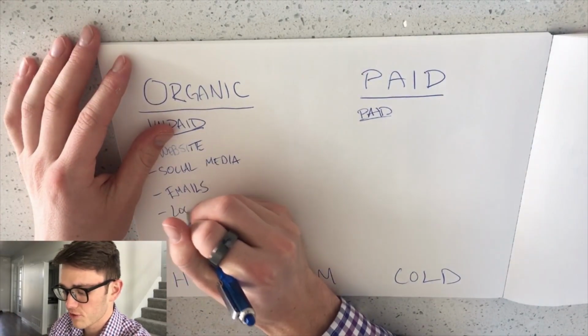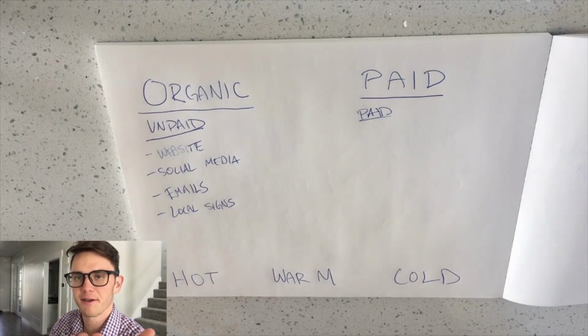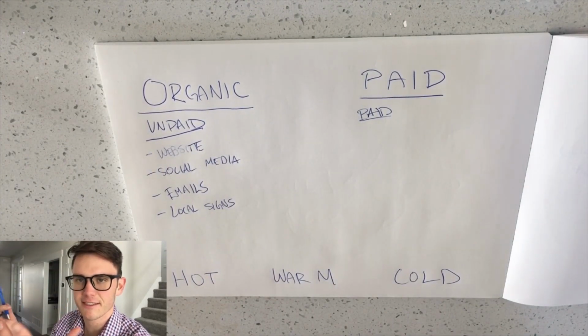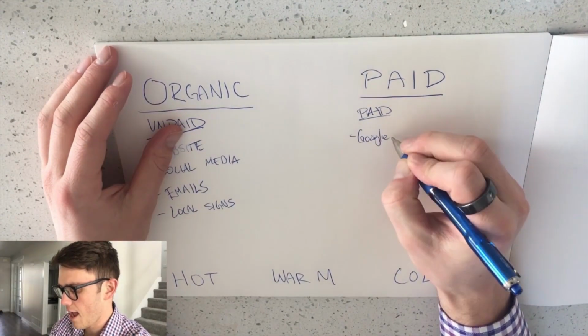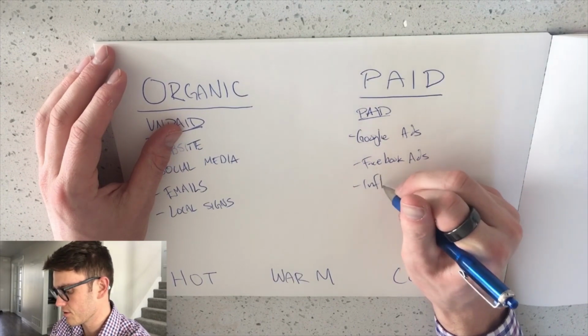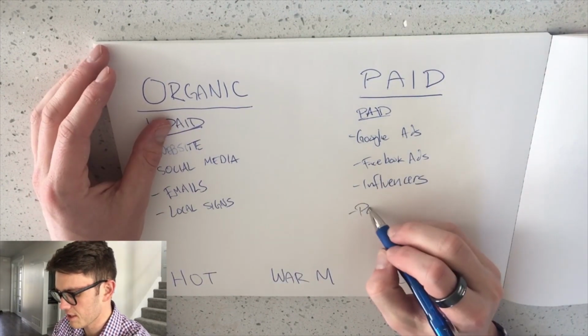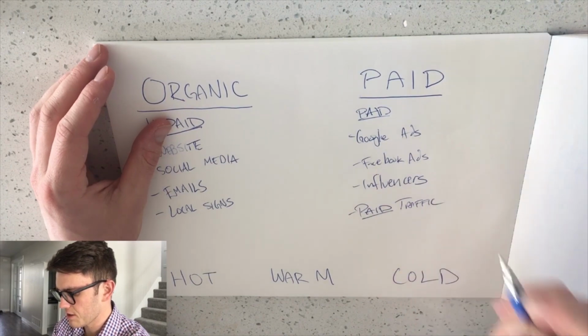Also, if you have a local sign, you do have to pay for that, but you only pay once and then it just kind of does things organically for you. As far as paid traffic, this is going to be Google ads, Facebook ads, anything you do with influencers, and pretty much just any form of paid traffic, just like we mentioned earlier.